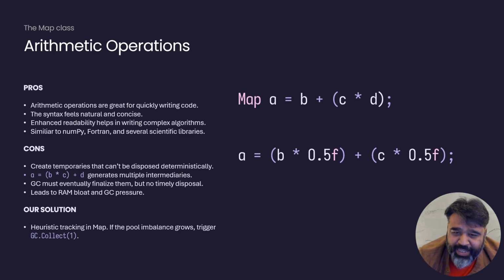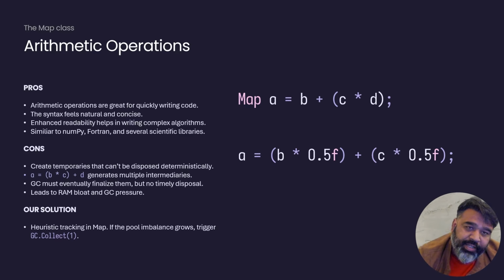So we were able to mitigate a lot of it by adding heuristic tracking in the maps. If the pool imbalance grows and the overall maps are using up a lot of RAM, then we can just trigger garbage collection and have any temporaries and everything be quickly swept up.